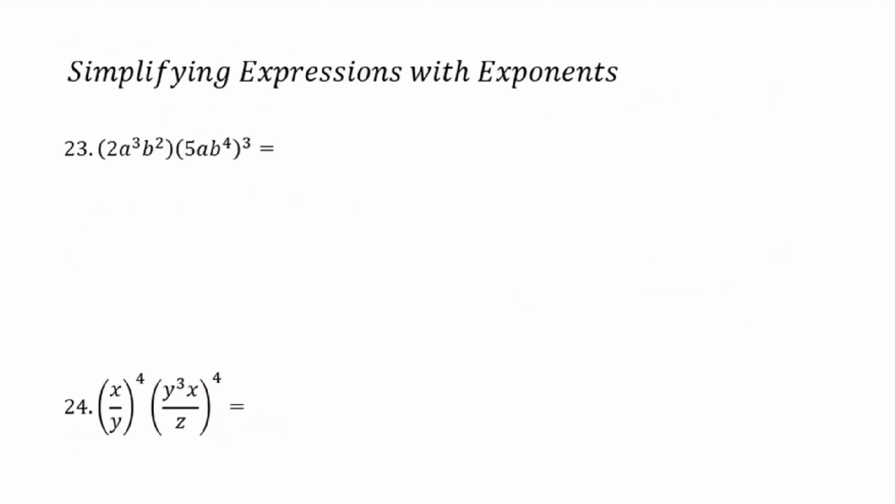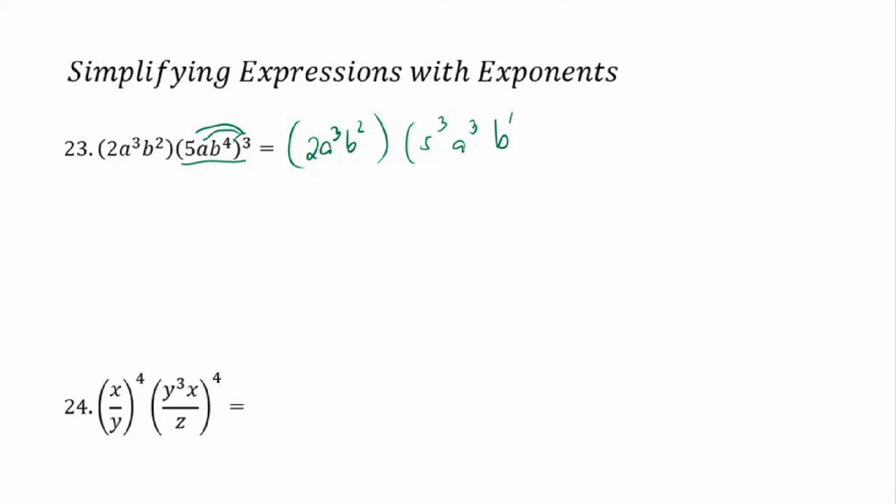Next, we have to simplify expressions with exponents. For number 23, we have 2a cubed b squared, the quantity of which will be multiplied to the quantity of 5ab to the 4 to the power of 3. So I need to simplify first this factor by using the distributive property to the powers. I will copy the first factor 2a cubed b squared times. Using the distributive property to the powers, it becomes 5 cubed a cubed and b to the 4 times 3. That's the power to a power rule.